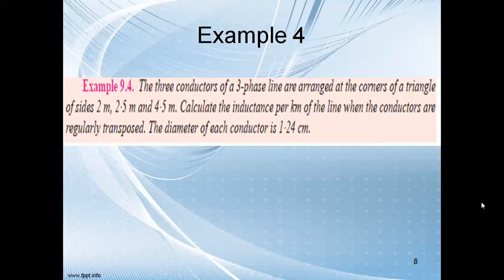Now next, the three conductors of a three-phase line are arranged at the corners of a triangle of sides 2 meter, 2.5 meter, and 4.5 meter. Calculate the inductance per kilometer of the line where the conductors are regularly transposed. The diameter of each conductor is 1.24 centimeter. So we have three corners with three conductors placed at the corners of a triangle. But this is not an equilateral triangle. This is an unsymmetrically placed line, so their mutual distances are 2 meter, 2.5 meter, and 4.5 meter.